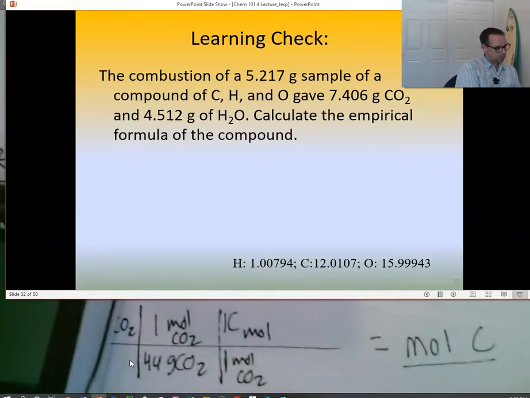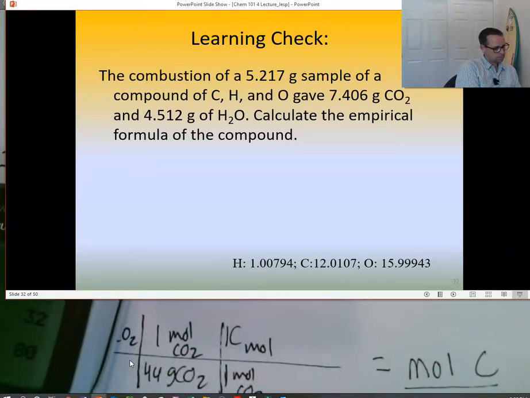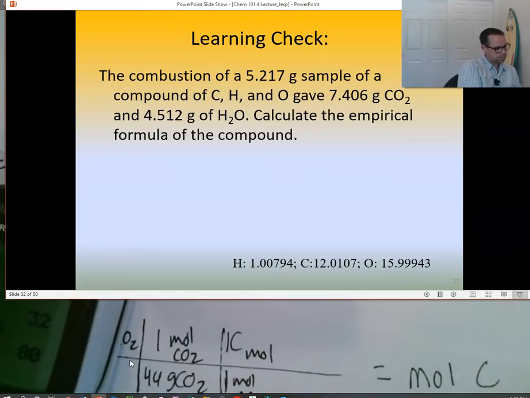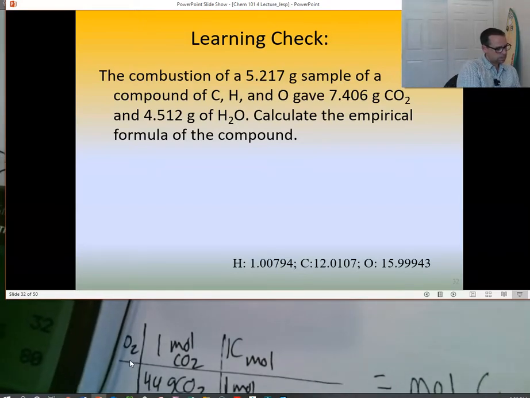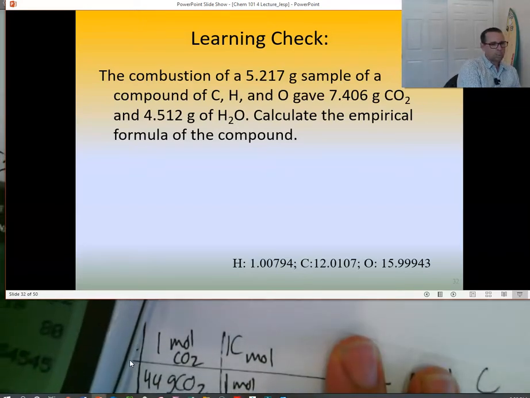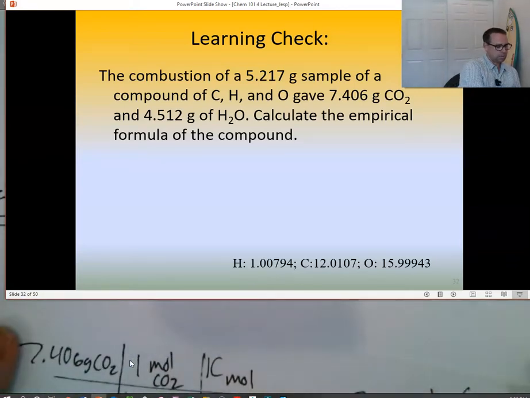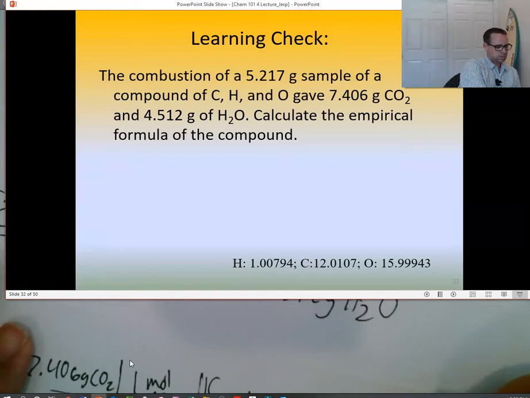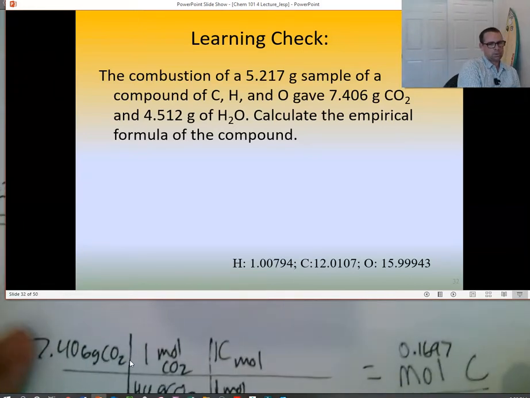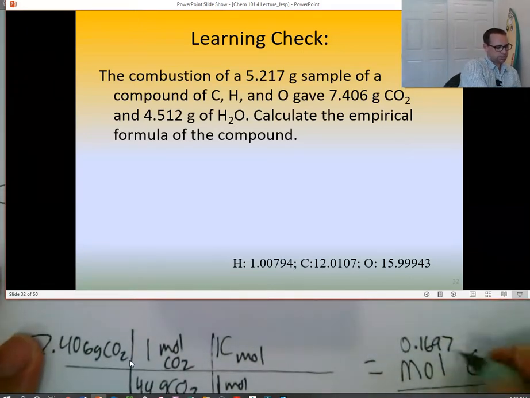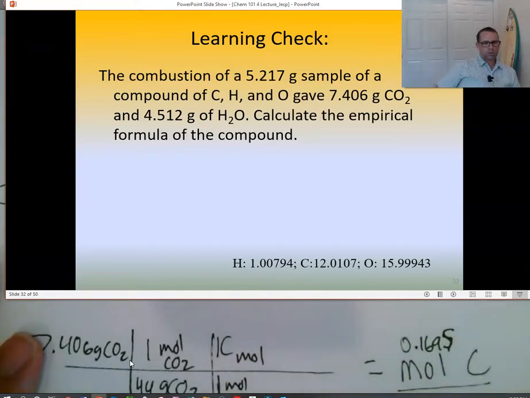I'll do that on my calculator here. 0.1695... 0.1683, whoops. 0.1695 moles of carbon.